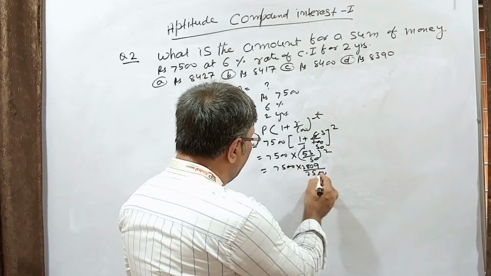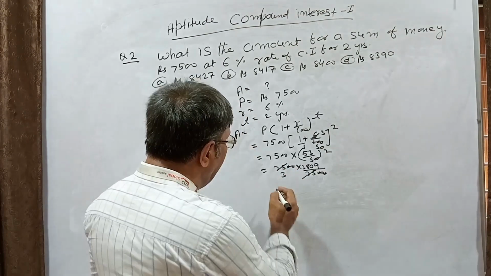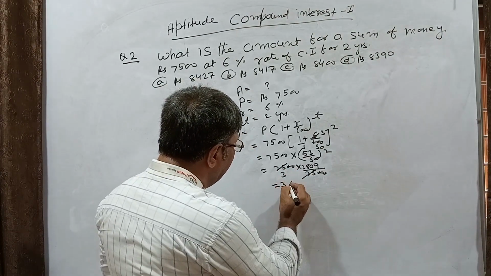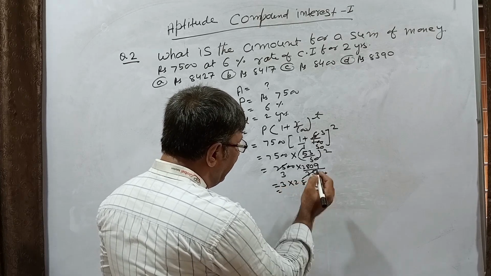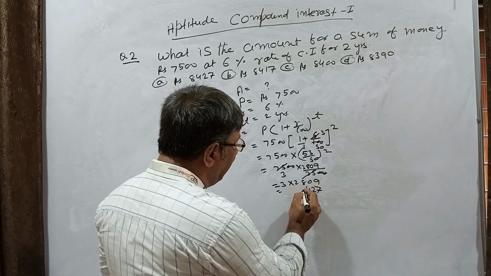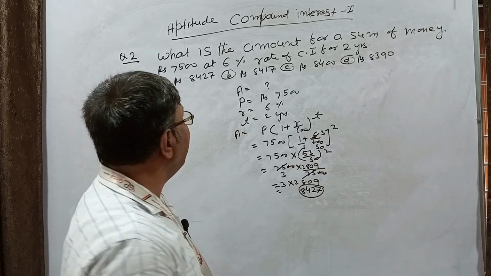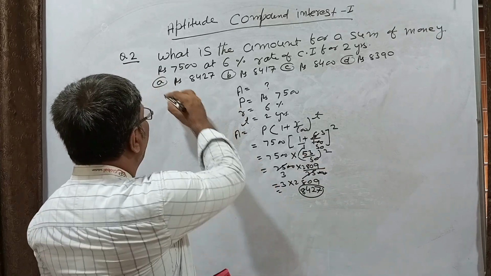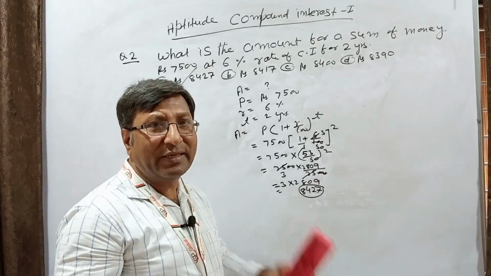So these two zeros cancel out. 25 into 3 is 75. Now our answer is 3 into 2809. 3 nines are 27, 2 carry. 3 eights are 24, plus 2 carry is 26. 3 times 6 is 18, plus... so 8427 is our right answer. So here option A is the same, 8427. So this is our correct answer.